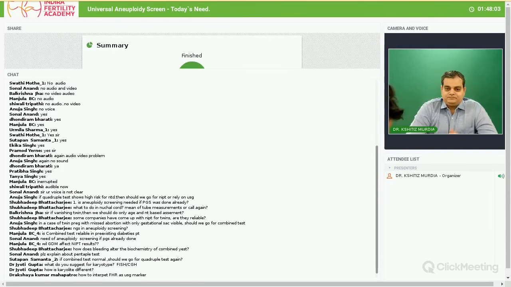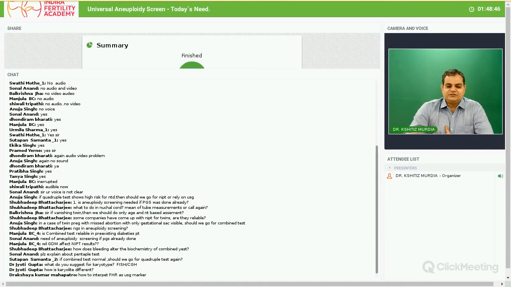Dr. Sonal, please explain the pentad test again. It's just an expansion of the conventional combined test. Here they have taken markers like NT and nasal bone, but along with the combined test as we are doing, with PAPP-A and free beta hCG, alpha fetoprotein, uE3 and inhibin are used along with PAPP-A.